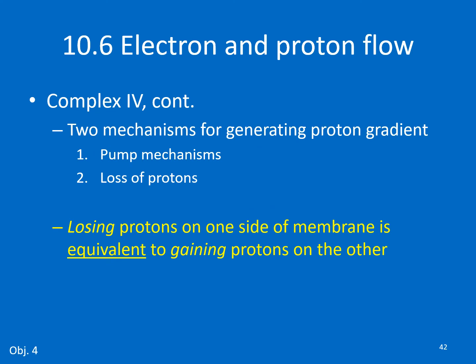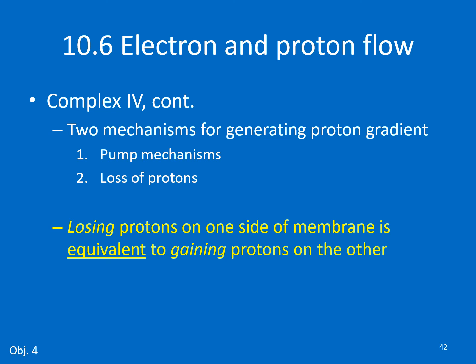So there are 2 mechanisms for generating this proton gradient so far. Pump mechanisms, which are related to that conformational change that we've been talking about. If you literally pick up a proton inside the mitochondria and put it outside, that's going to generate a proton gradient. That's going to generate a difference in the concentration of protons.